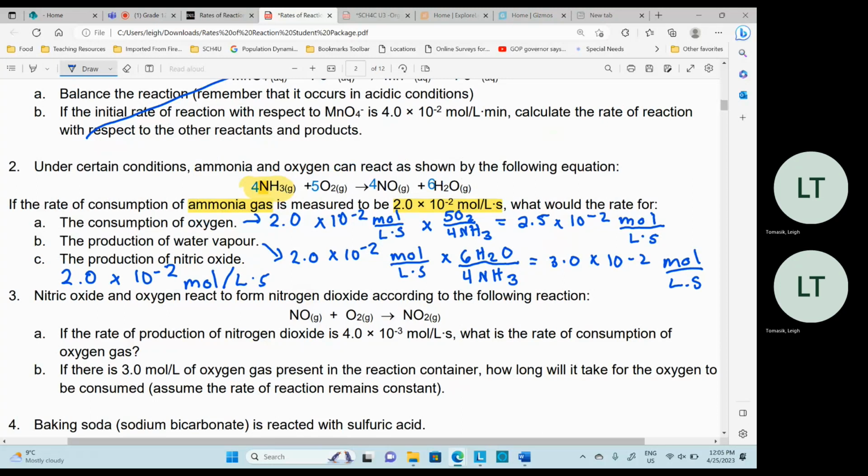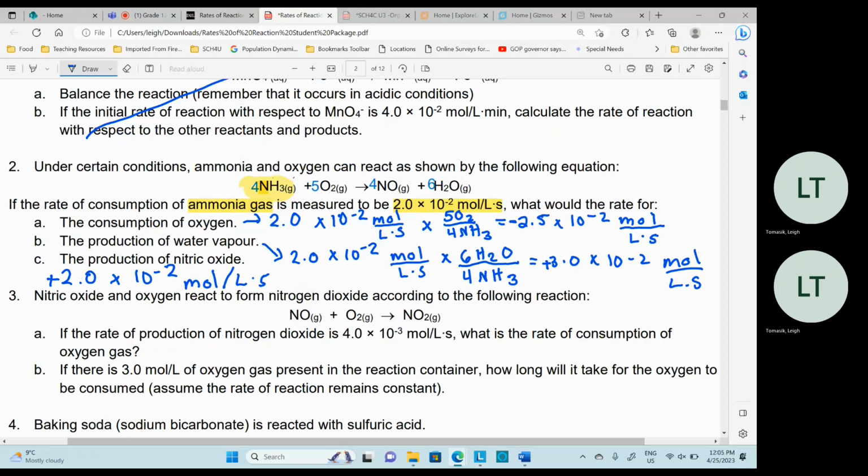Now, some of these rates are going to be negative and some of these rates are going to be positive. For ammonia and oxygen, the rate should be negative, right? They are disappearing. For nitric oxide and water vapor, they should be positive. Products should be positive because they're appearing. Reactants should be negative because they're disappearing.